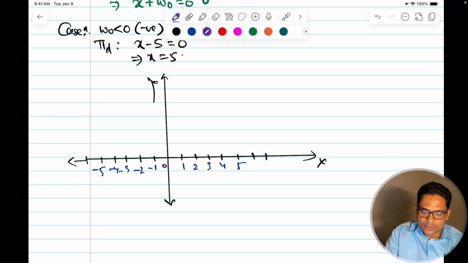And what is my unit vector? Unit vector is pointing here. This is (1, 0). This is my unit vector. x is 1, y is 0. This is my unit vector.